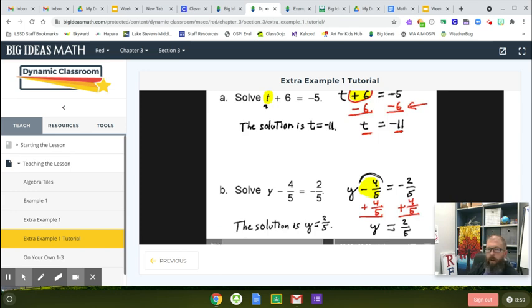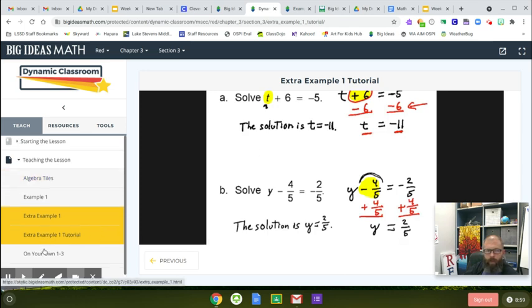I encourage you to have those written down. This is what it should look like on your paper. Just keep bringing everything down until you end up with the variable all alone. Okay, let's take a look at some practice problems.